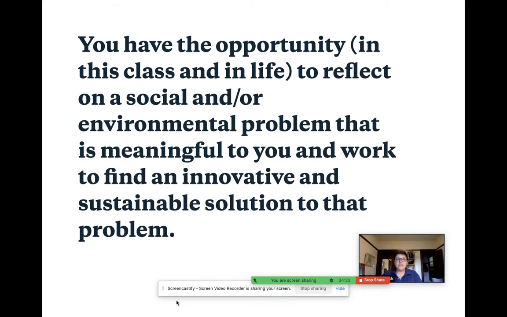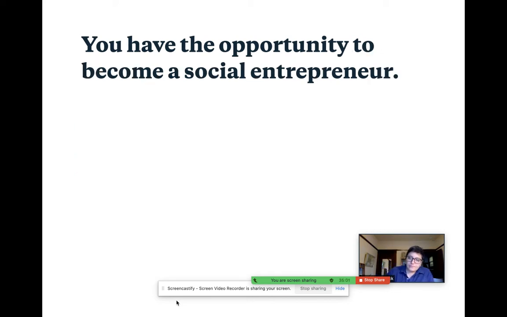So you have the opportunity in class and in life to reflect on a social and or environmental problem that is meaningful to you and work to find an innovative and sustainable solution to that problem. And you can work on that in this class. And in fact, we want you to be doing that real work so that you can immerse yourself in the tools and practices that we're talking about and really learn by doing. So you have the opportunity to become a social entrepreneur.